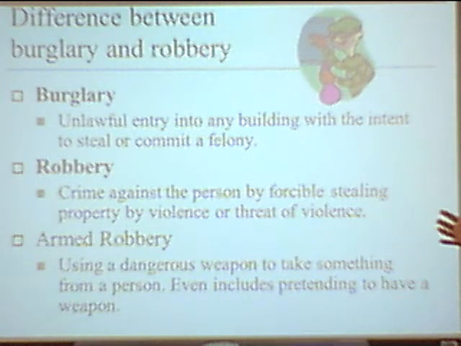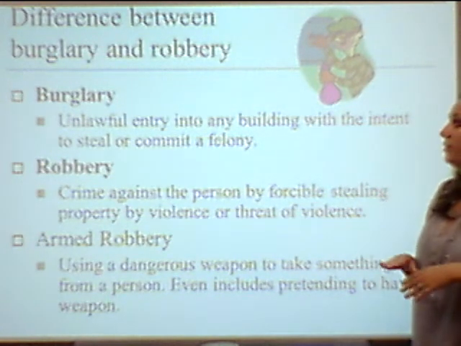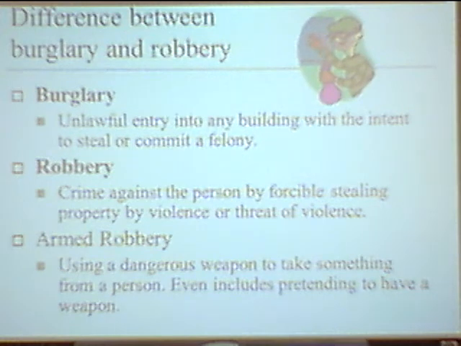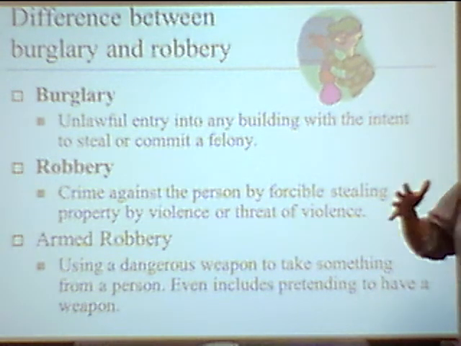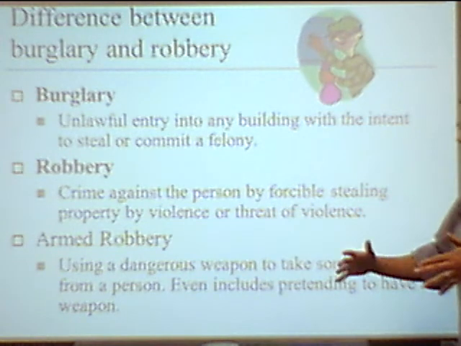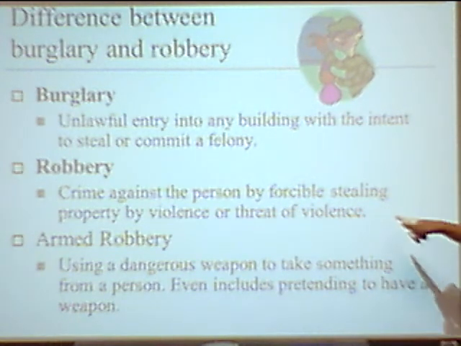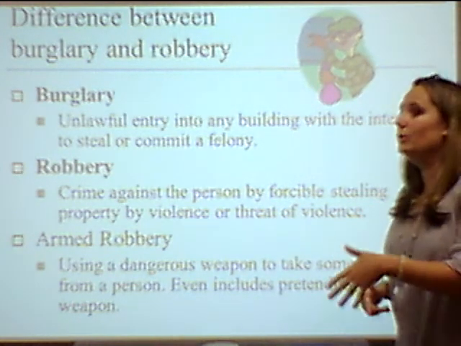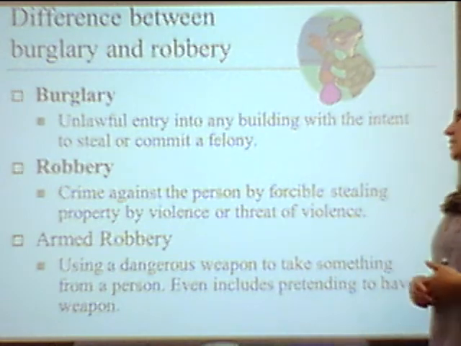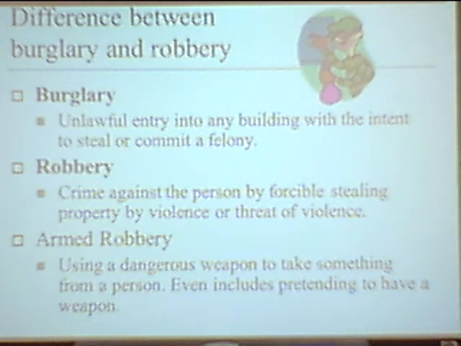Burglary and robbery do have differences. Burglary is the unlawful entry into any building with the intent to steal or commit a felony. So burglary is you have to enter a dwelling. You have to enter a building. Whereas robbery is you can just do it to an individual. It can be a person that you're stealing from, and you usually have some type of threat of violence.